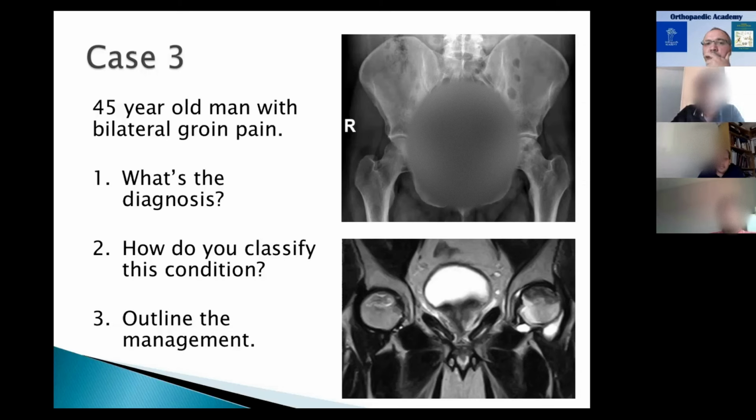Okay, you mentioned core decompression. Yeah. So core decompression could be done before the collapse of the femoral head has taken place. You can drill up to the subchondral bone to relieve the intraosseous pressure and stimulate the healing response. Okay, fine. And what about if you've reached the collapse stage now? What are you going to do?